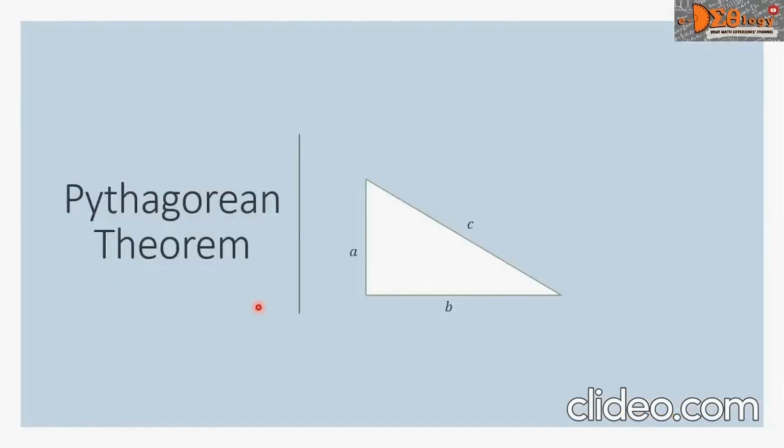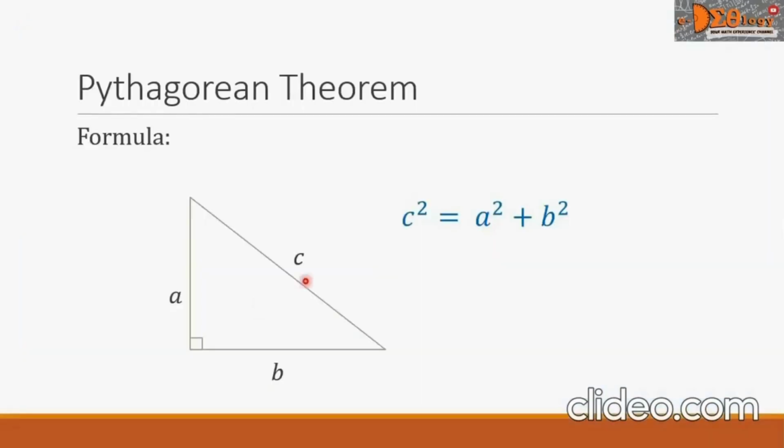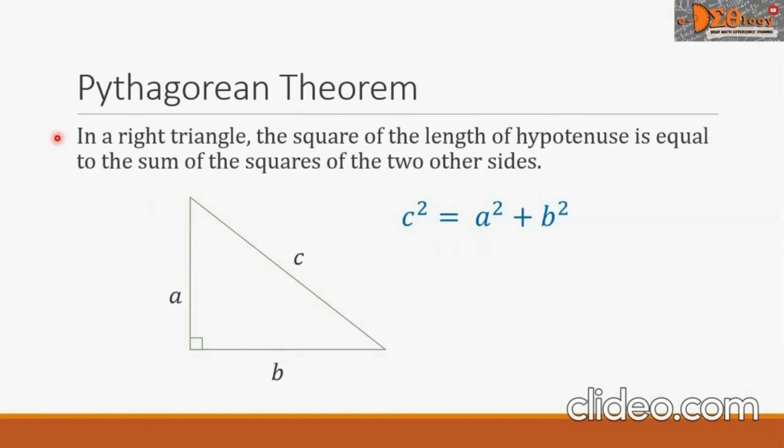Let us go now to Pythagorean theorem. Given the right triangle, the formula for the Pythagorean theorem is c square equals a square plus b square. In words, in a right triangle, the square of the length of hypotenuse is equal to the sum of the squares of the two other sides.